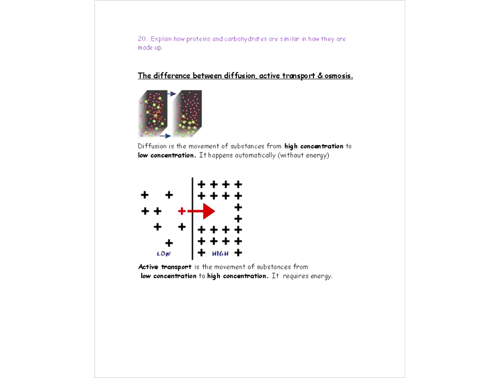But they're going to move from this area where they're in high concentration to this area where there's fewer of them. And it happens automatically, diffusion does. We don't need any energy to make it happen, because things just bump into each other naturally.